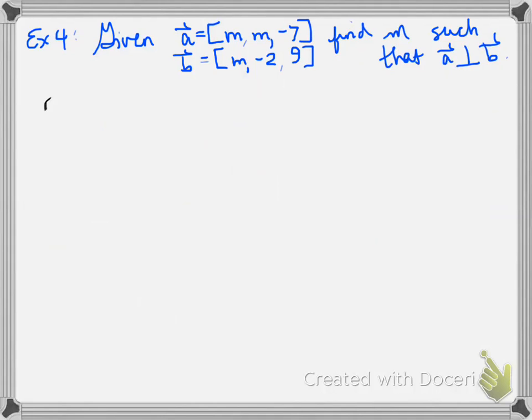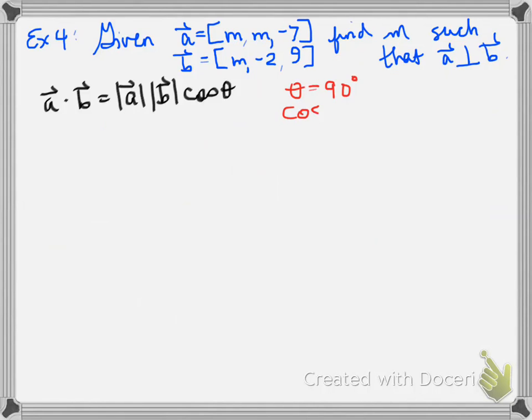Alright, here goes. You find out that vector A dot vector B must equal, obviously from the original definition of dot product geometrically, and now note that theta is equal to 90 degrees, so cos theta is equal to 0. So using dot product algebraically, you get that m squared minus 2m minus 63 is equal to 0.